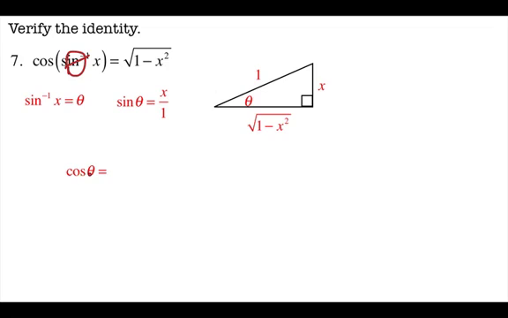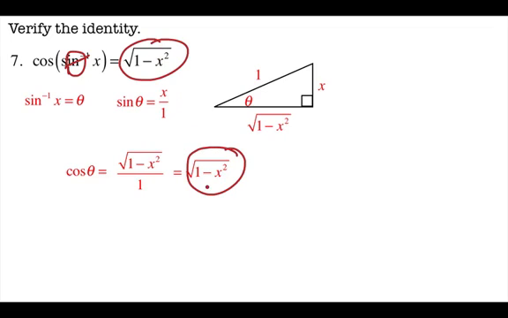So what is cosine of theta? I go to this right triangle. Definition of cosine is adjacent over hypotenuse. So 1 minus x squared, square root of that, divided by 1. I simplify this. This is equal to what I wanted to equal. We're done with 7. Let's go to number 8.